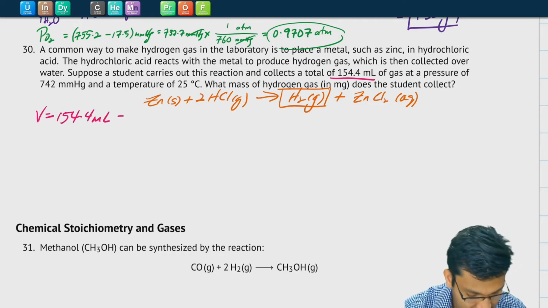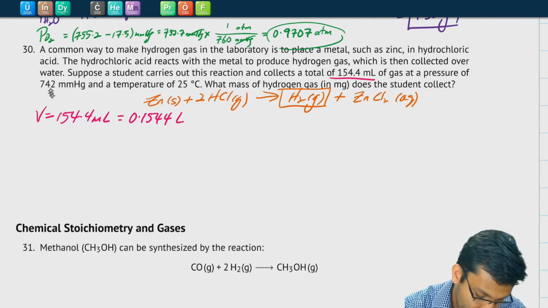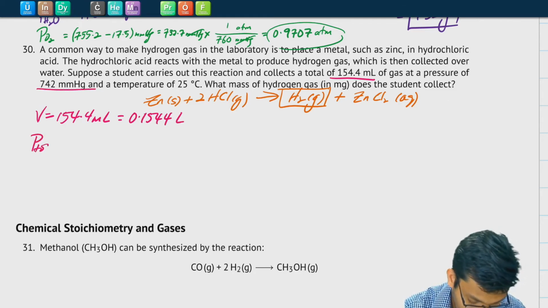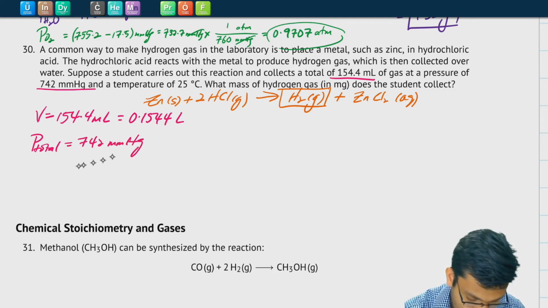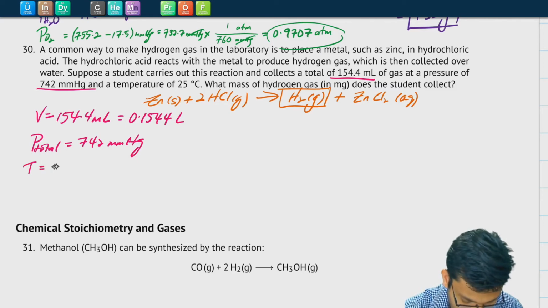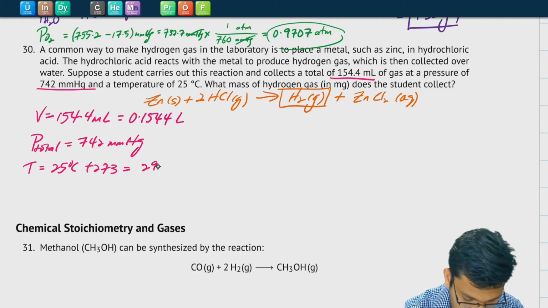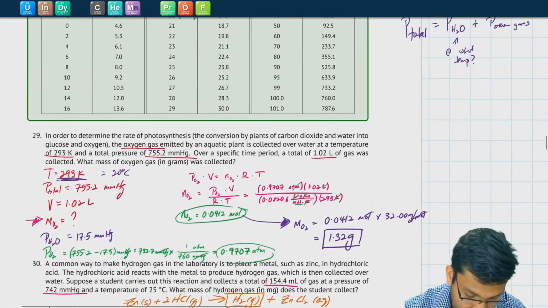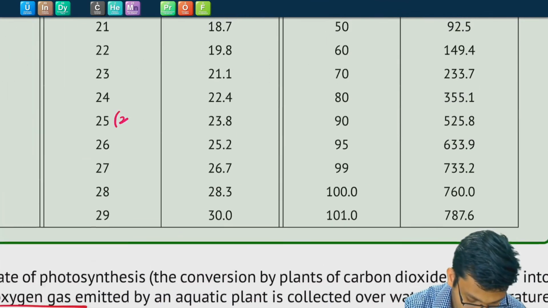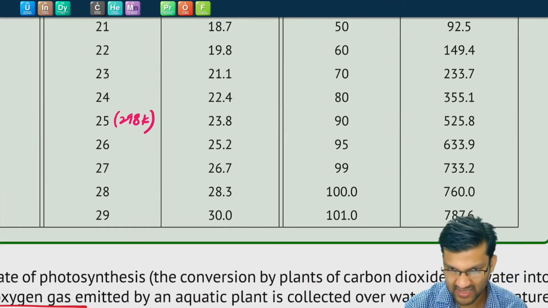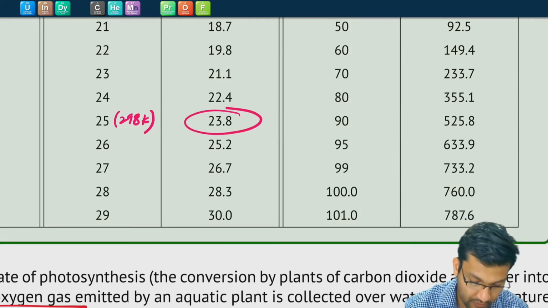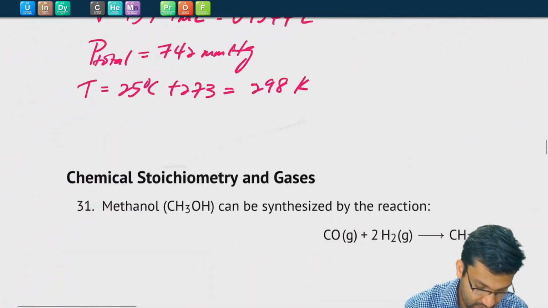So our volume, it tells us that we collect 154.4 mL. We need it in liters, so that's just 0.1544 liters. We have a total pressure of 742 millimeters of mercury. And we have a temperature of 25 degrees Celsius, but really that's 298 Kelvin. So 25 degrees is 298 kelvins. Let me just put this 298 kelvin up here, so it makes it easier for the future. The partial pressure of water is 23.8 millimeters of mercury.